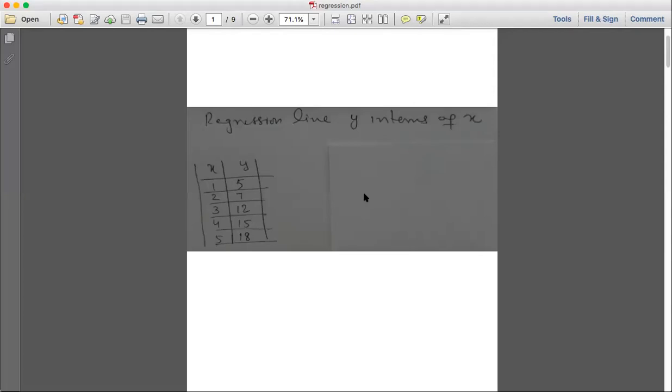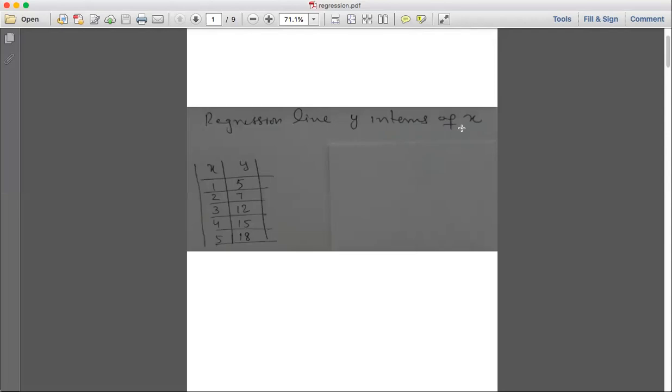And if the number of independent variables is more than one, two, or three, we will call it multiple regression. So in regression, we will study the relation between dependent and independent variables. First of all, you can see on your screen a regression line y in terms of x. First of all, we will find a regression line y in terms of x.